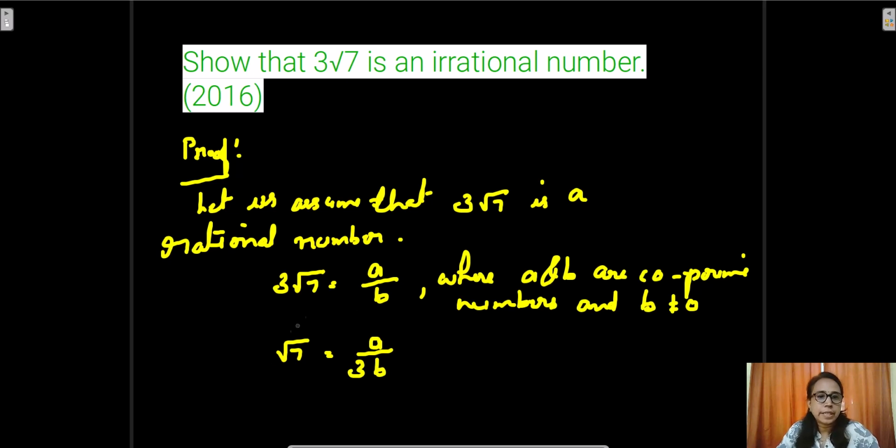This way you can write, because root 7 is an irrational number, it is given in the question. That's why we have taken root 7 on the left hand side. Only that irrational number we keep on the left hand side, and the other number, the integer 3, we bring to the right hand side. So root 7 is equal to a by 3b.